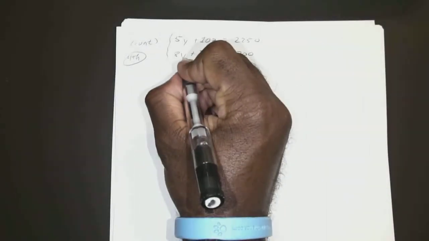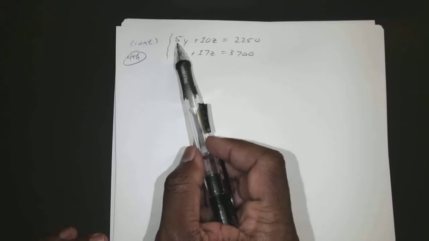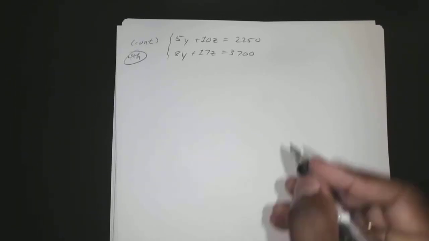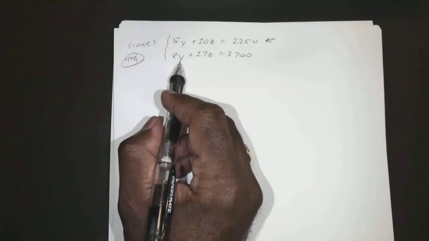There we go. Now, the only thing is, if you add together the y terms, it won't cancel out. If you add together the z terms, it won't cancel out. If you multiply just the y by something, you can't magically turn that into a -8 to cancel out, or this into a -17. So this is one of the situations where you have to multiply both of them. You multiply every term here by -8 and every term here by +5. This way, they'll cancel each other out.